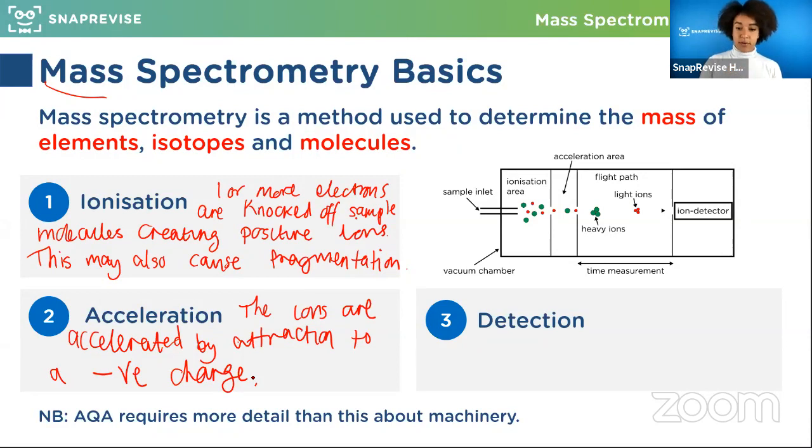Detection. So we've accelerated our ions. We've knocked off some electrons and we've got them charged. That means that we can drag them towards a negative plate. And it's this acceleration that we're detecting, right?